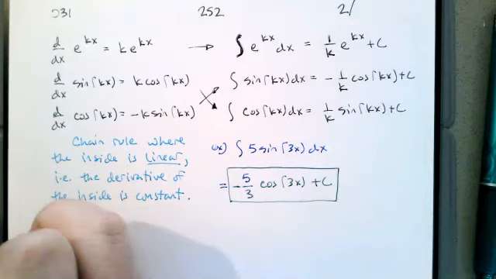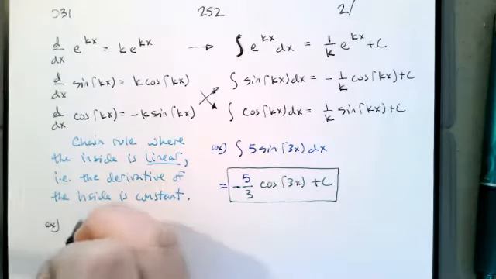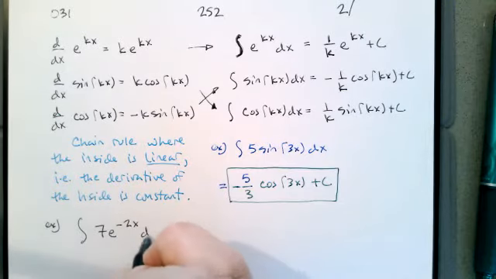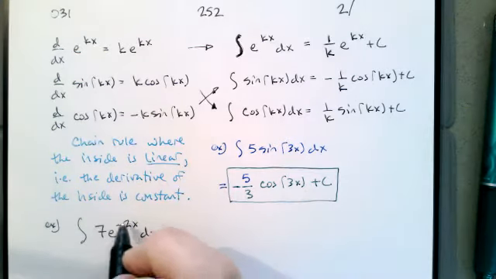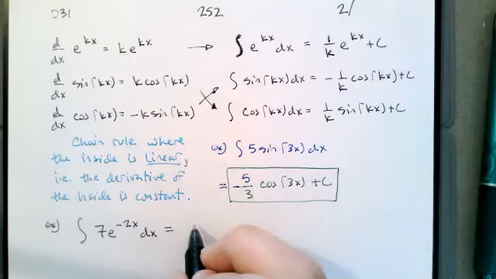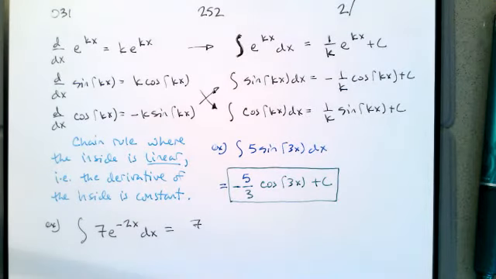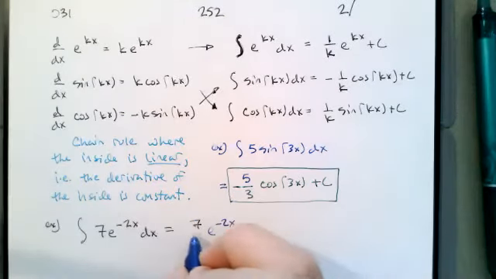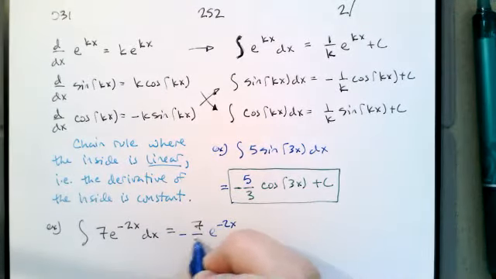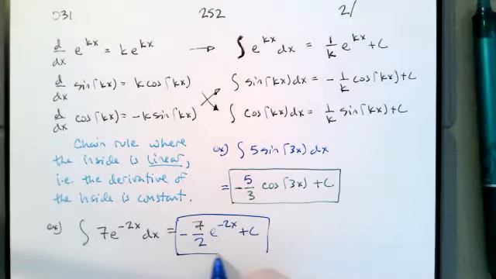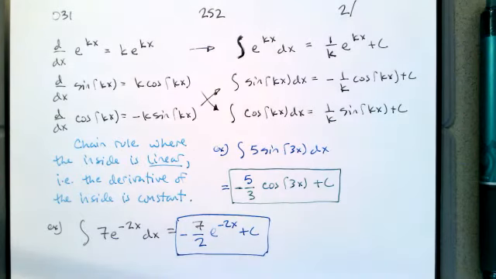So for another example, let's suppose that we wanted to integrate 7e to the negative 2x dx. The 7 is just a constant multiple. The negative 2 is going to be like the k. So the 7 just gets carried along. The antiderivative of e to the negative 2x is going to be e to the negative 2x divided by the derivative of the inside. It's kind of an unhealthy way I said it there, divide by the derivative of the inside, but the derivative of the inside is just a constant, so that's okay.